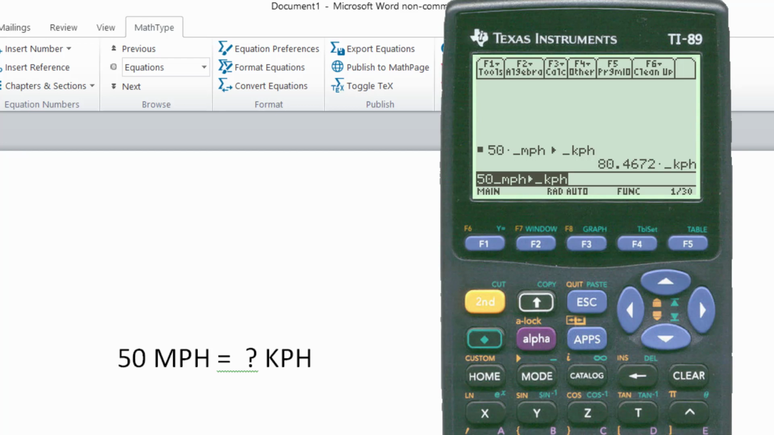Okay, so here in South Texas, if you go across the border to Mexico, the speed there is given in terms of kilometers per hour. So don't get a ticket. Make sure you know your speed. Let's clear this.